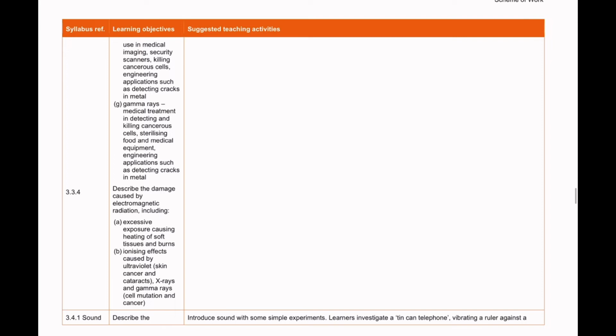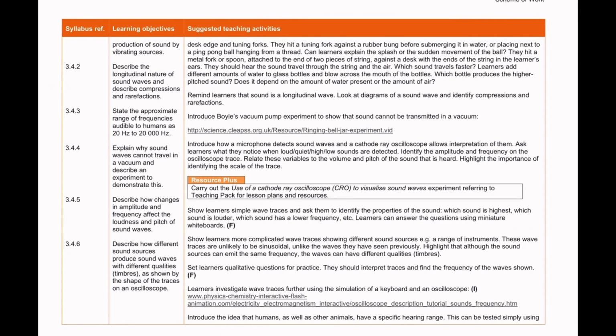Key concept 3.4.1 Sound. Learning objectives. Describe the production of sound by vibrating sources. Describe the longitudinal nature of sound waves and describe compressions and rarefactions. State the approximate range of frequencies audible to humans as 20 Hz to 20,000 Hz.